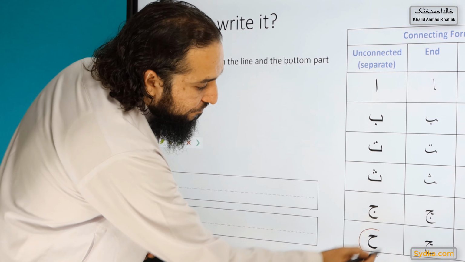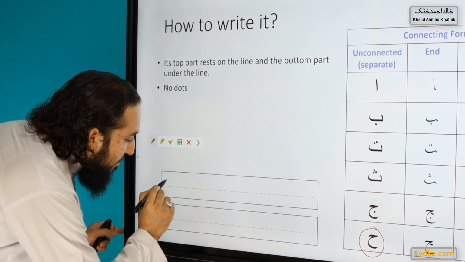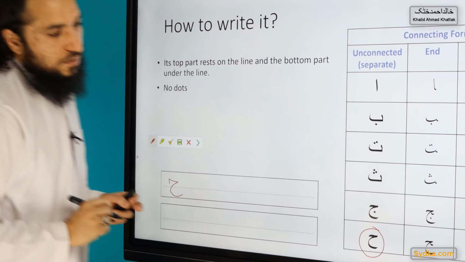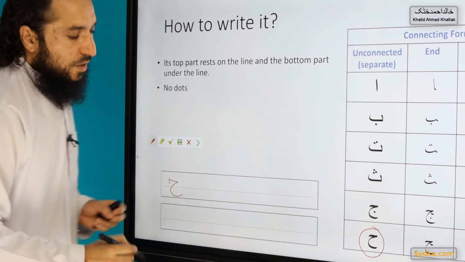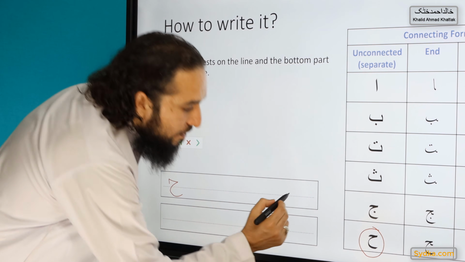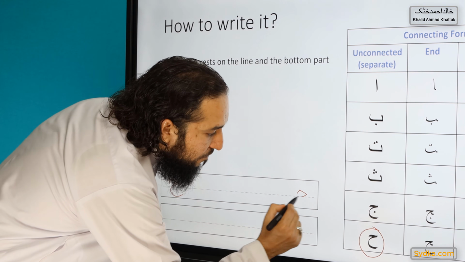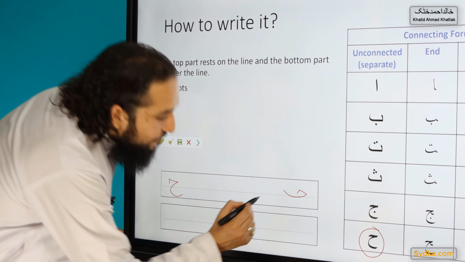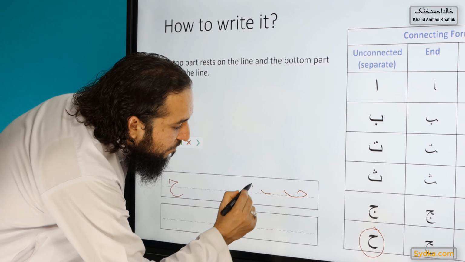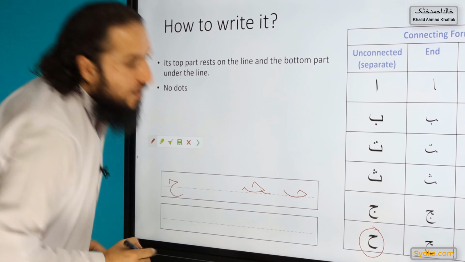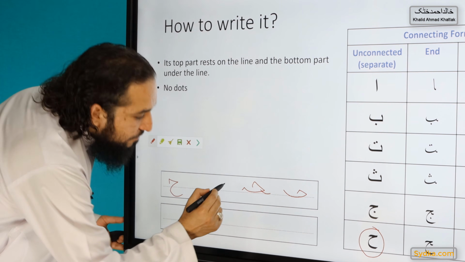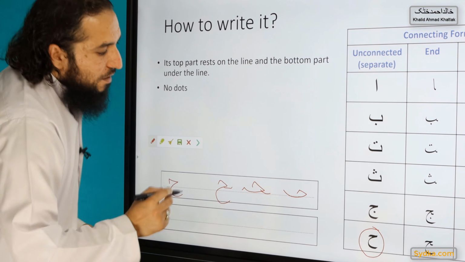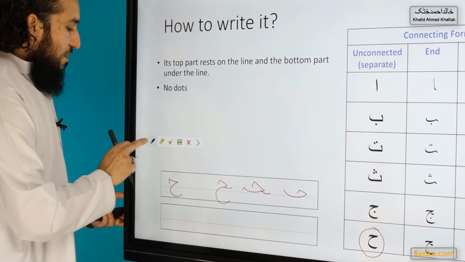If it's written on its own, it's like this. Okay, that's on its own. If it's written in the beginning of a word, then it's like this. If it is written in the middle, okay, and if it is at the end, okay. And can we connect them?